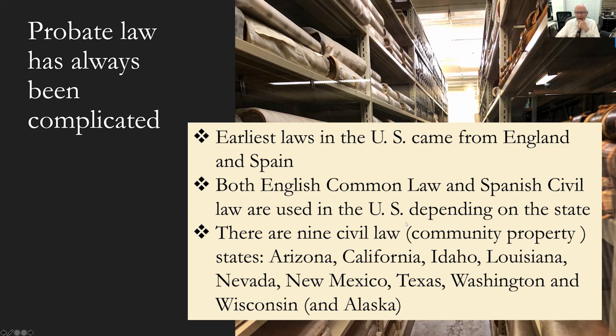There are nine civil law states. These are called community property states: Arizona, California, Idaho, Louisiana, Nevada, New Mexico, Texas, Washington, and Wisconsin, and sometimes Alaska. Not all of these states have really strict community property laws. Some of them borrow parts of the community property law, usually the northern ones, Washington, Wisconsin, and Alaska. But you can be sure that Arizona, California, Nevada, New Mexico, Texas, and Louisiana have laws that are substantially different from the rest of the United States when it comes to property and probate.